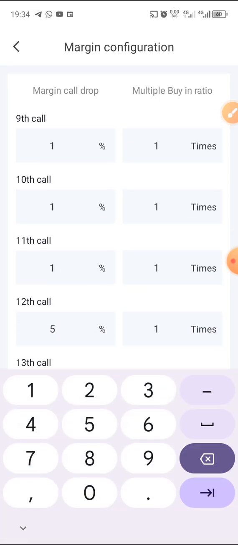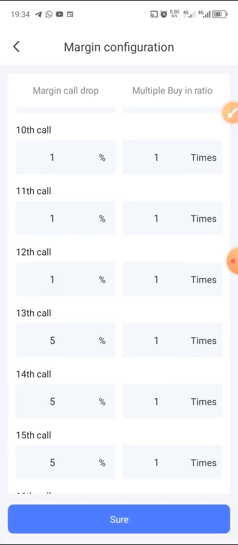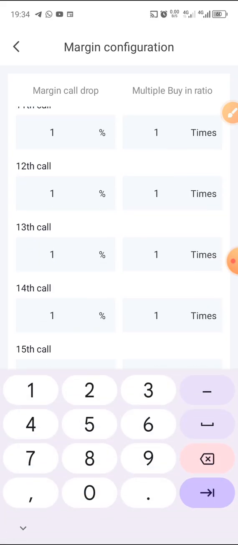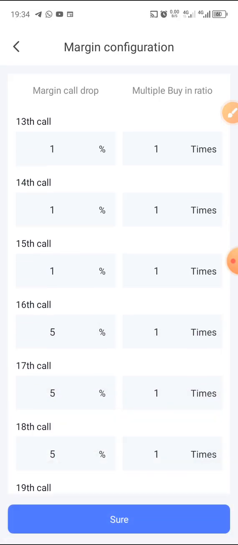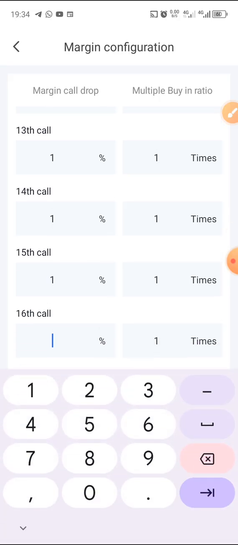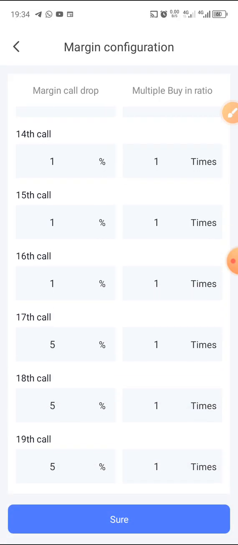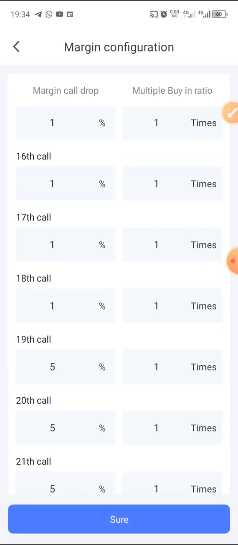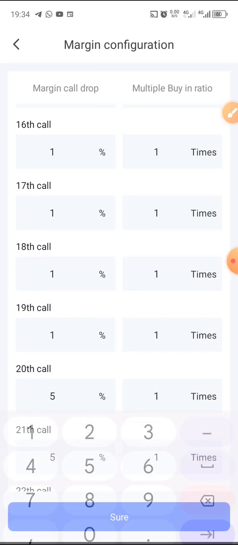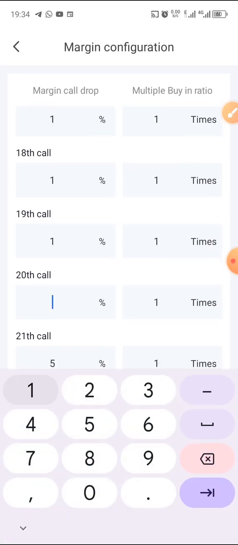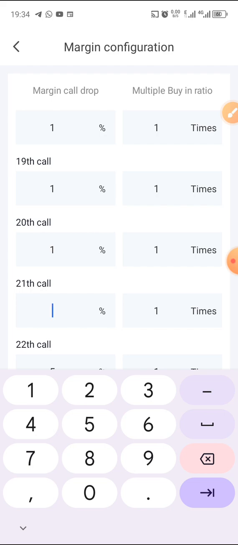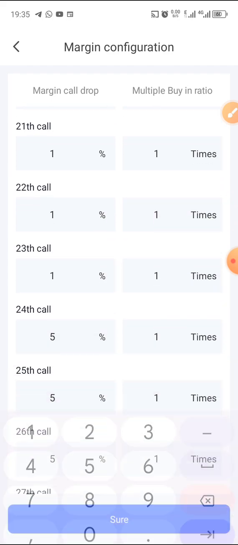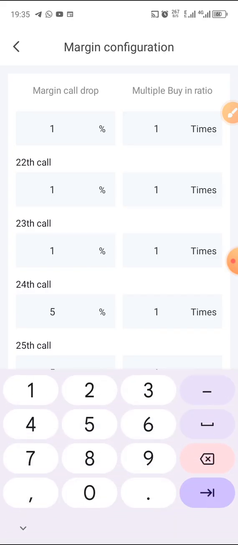Okay, so you set 1% up to the 30-second. Remember, our margin call limit is 32. So you put 1, 1, okay. I hope guys you are following.